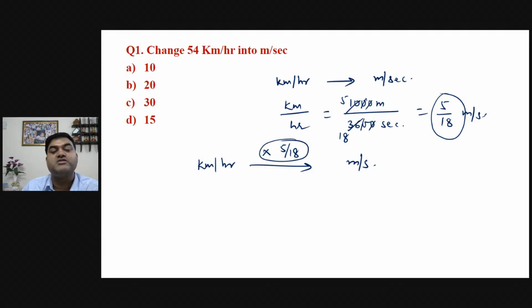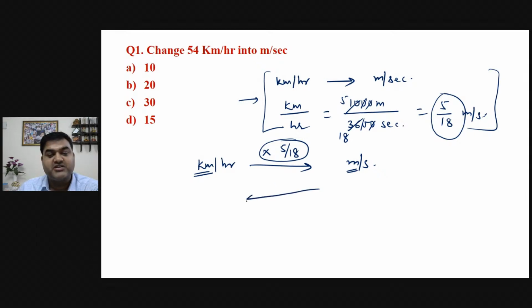Do remember this. Why? Because we do not have that much time for conversion. We cannot spend our time in just converting. Rather, what we can do is remember 5 by 18. Whenever kilometer per hour has to be changed to meter per second, you will multiply by 5 by 18. When it is the reverse, meter per second has to be changed to kilometer per hour, we will divide by 5 by 18, or we can multiply by the reverse, that is 18 by 5, right?